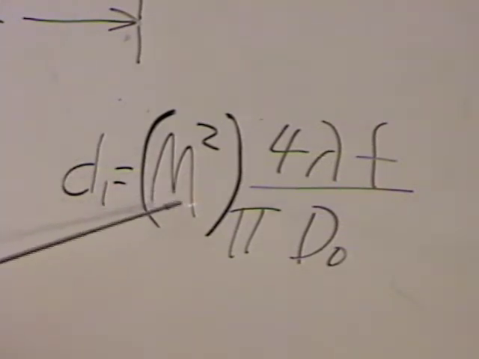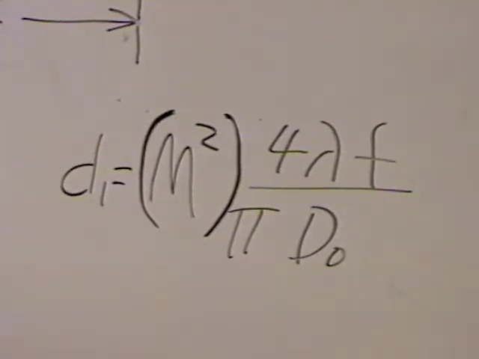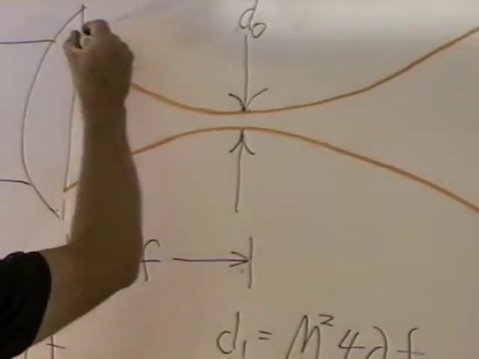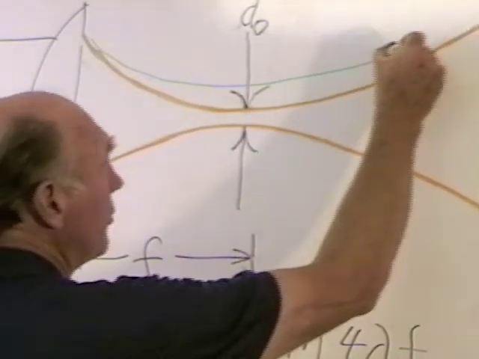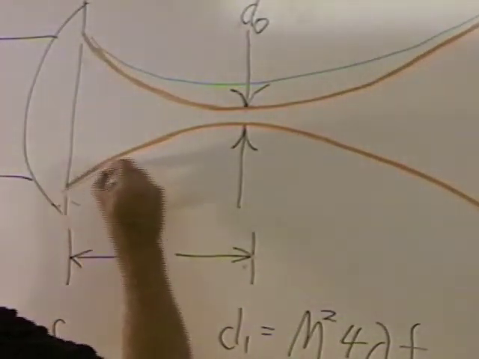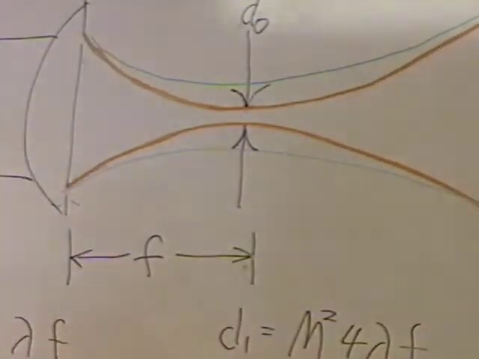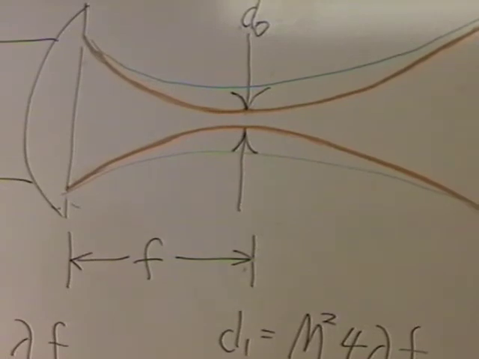For example, if m² doubles, then the area of the beam is going to be 4 times as large. So, in this case of a larger m², you'll have a beam that will focus like that to a larger spot.